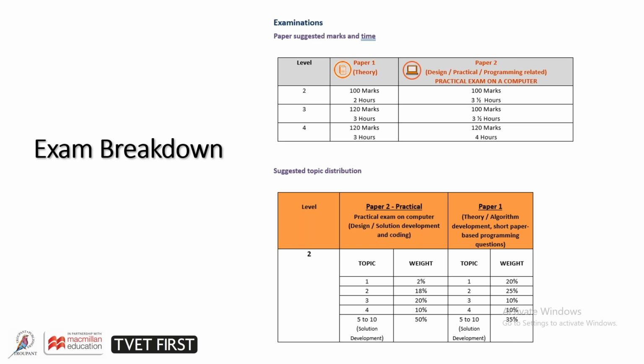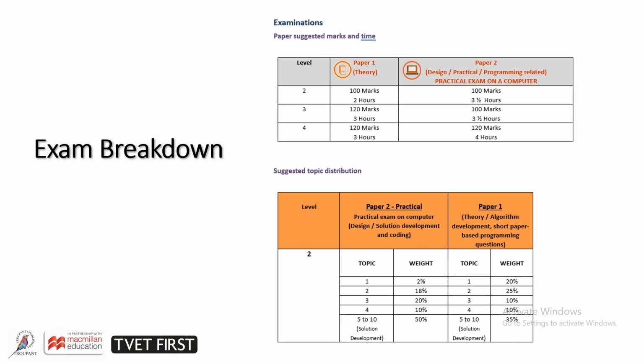All 3 of those subjects are combined to generate 1 ISAT mark, which will be used for those 3 subjects. In terms of the exam breakdown, again, this is taken from the curriculum document. The levels are indicated there on the top. It's roughly the same. In level 2, paper 1 theory is about 100 marks, and our practical is also about 100 marks. And then the time frames are given to you: 2 hours generally for a theory paper, 3.5 to 4 hours for your practical paper.